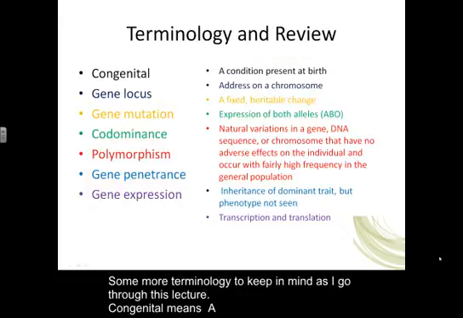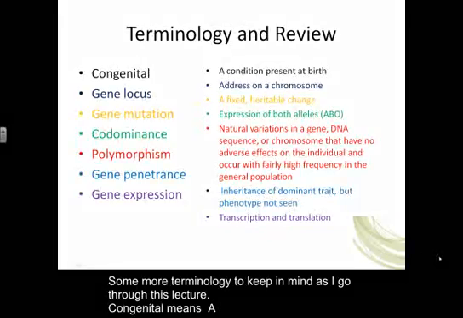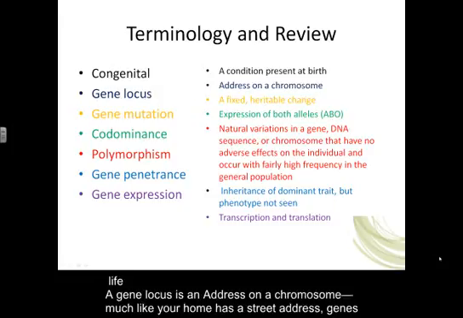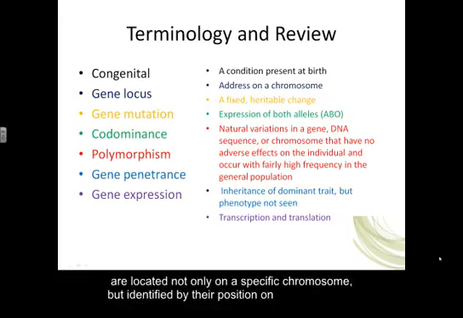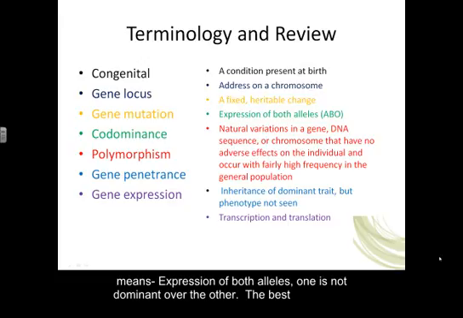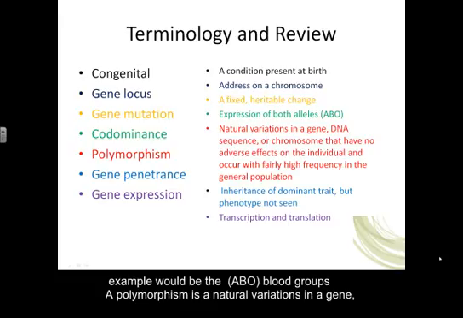Some more terminology to keep in mind as I go through this lecture. Congenital means a condition present at birth, though it might not be noticeable until later in life. A gene locus is an address on a chromosome. Much like your home has a street address, genes are located not only on a specific chromosome, but identified by their position on the long or short arm of the chromosome. A mutation is a heritable change. Codominance means expression of both alleles. One is not dominant over the other. The best example would be the ABO blood groups.